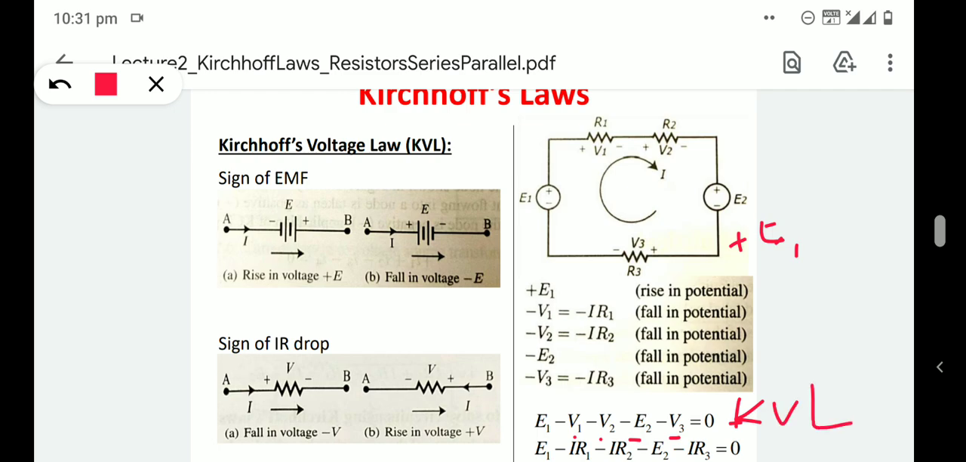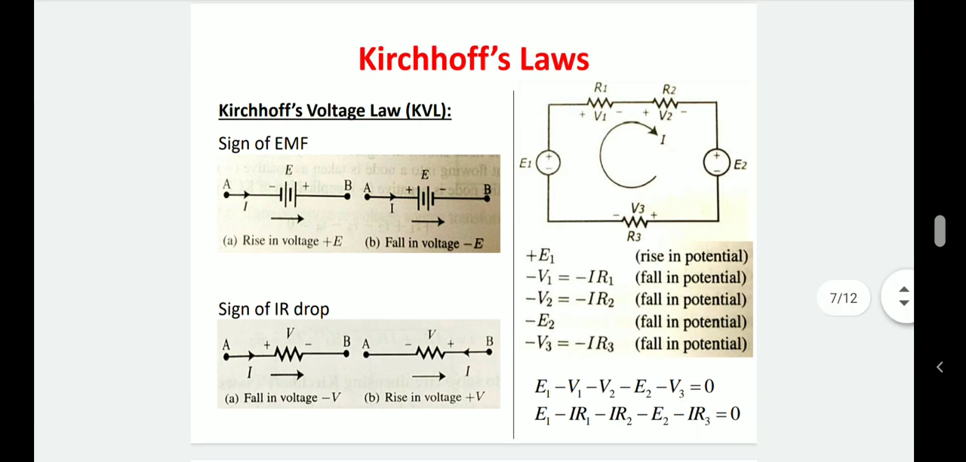Then again, the voltage drop across resistance R1 can be written as I into R1, if I is the current flowing through the resistance. So all the voltage drops across resistors are replaced with I into the corresponding resistance. That is the last equation: E1 minus I into R1 minus I into R2 minus E2 minus I into R3 is equal to 0. So this is nothing but KVL.